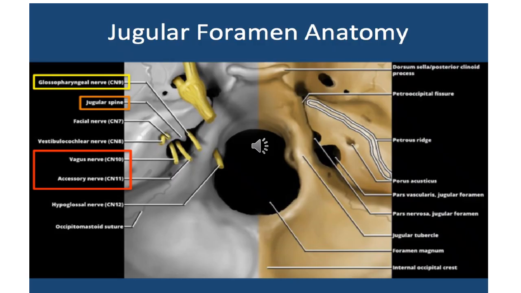Here we can see in this image of the jugular foramen, there are nerves passing through it. Here is the jugular spine, and these three nerves are the ninth, 10th and 11th cranial nerves in the jugular foramen, just below the jugular spine.